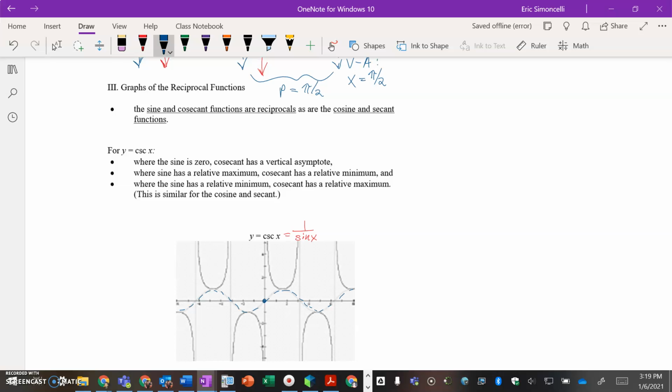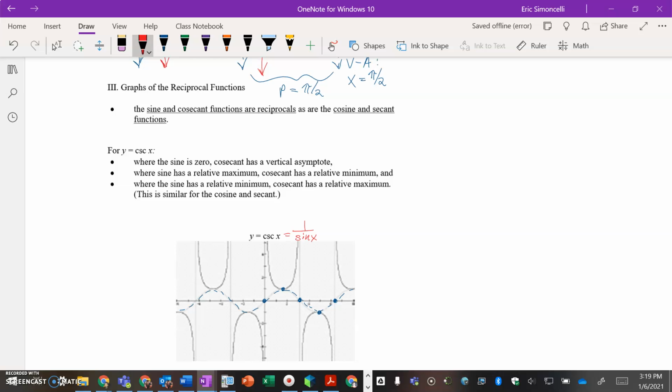The sine of 0 is 0. The sine of pi over 2 is 1. The sine of pi is 0. The sine of 3 pi over 2 is negative 1. And then the sine of 2 pi is back up at 0. That's, again, just one period of sine that I distinguished with those 5 points.